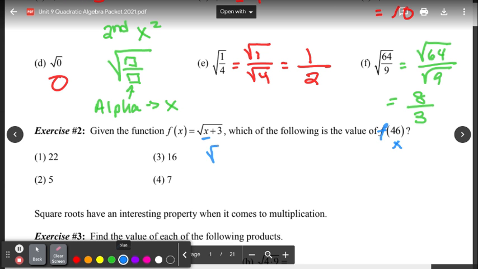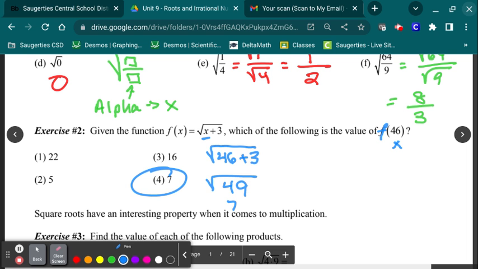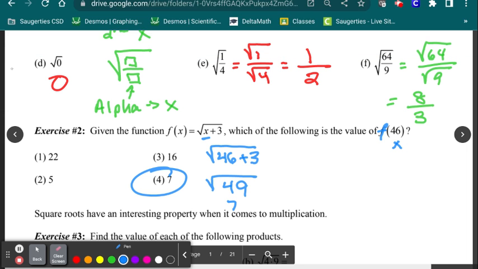So I can say square root, instead of x plus 3, I can do 46 plus 3. Now, square root symbols act like parentheses. So you do what's inside of those square root symbols first. So I have square root of 49, 46 plus 3. And we know the square root of 49 is 7. Now, of course, you can also use your calculator, just like with anything else. But I'm doing this by hand in case you're watching this at home and don't have a graphing calculator.